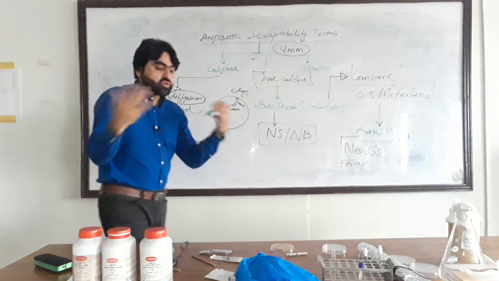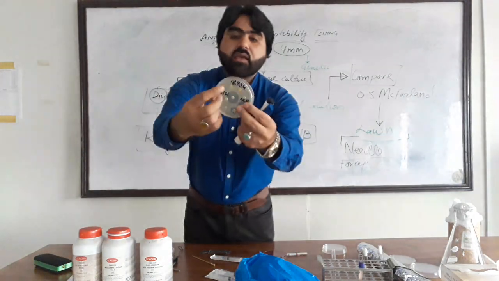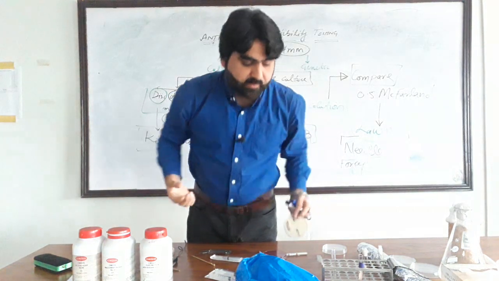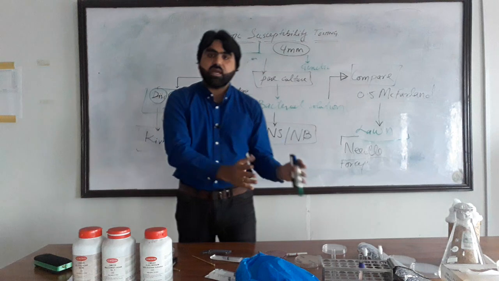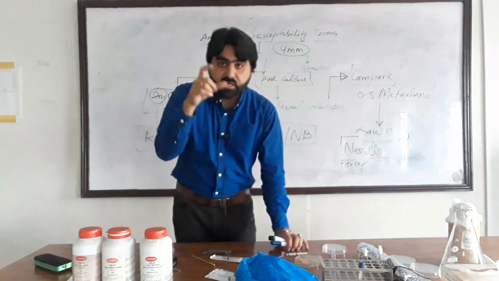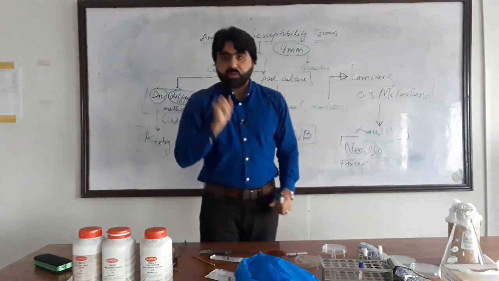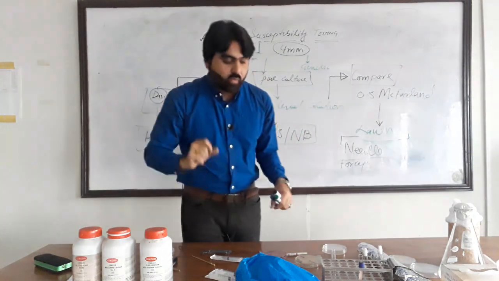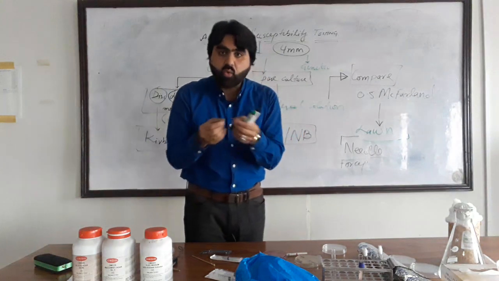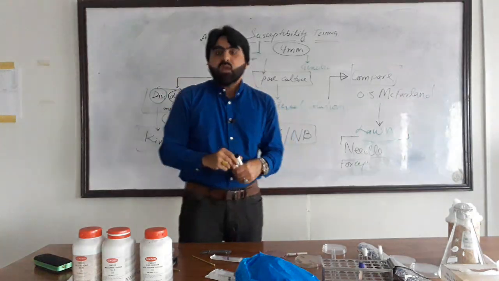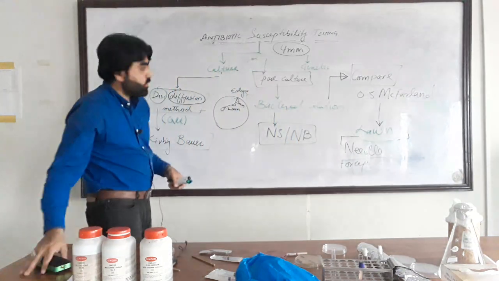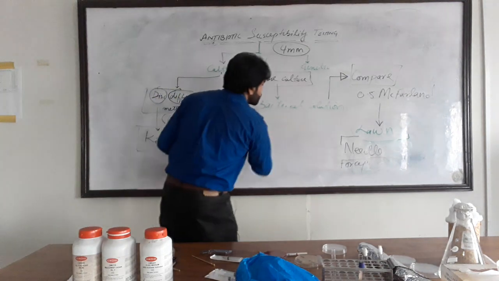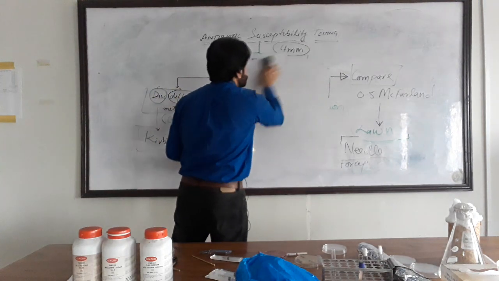If there is no zone of inhibition, like in this case, the bacteria has grown to the edge of the disc, then it is resistant to this antibiotic. But if there is a zone of inhibition, then we will measure this zone in millimeter with the help of a scale, a ruler, or a vernier caliper. So I would like to show you how you will measure the zone of inhibition.